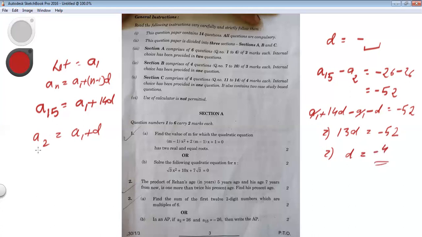Now A2 minus D, if you do, you'll get A1. Your A2 here is 26. So A1 equals 26 minus D. D is minus 4, so 26 minus minus 4 is plus, so it's going to be 30. So your first term is 30.